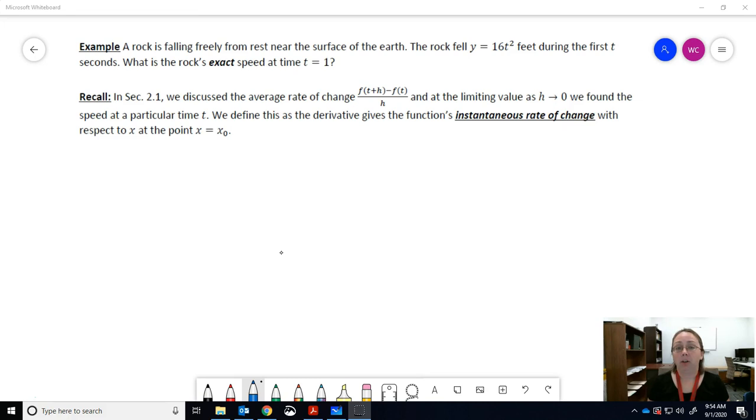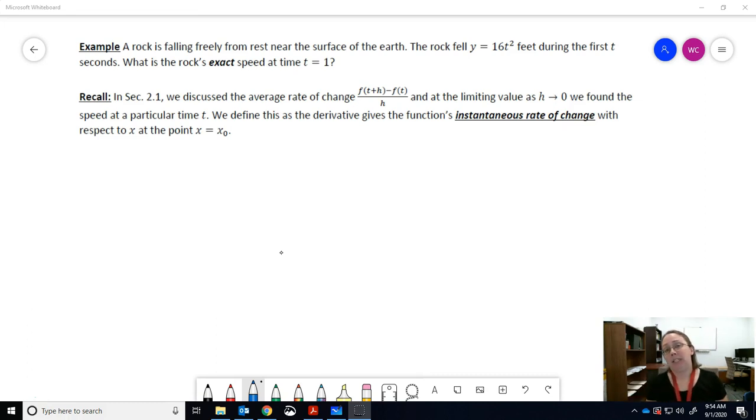So we have a formula here. This is not exactly a traditional formula. This is just an example. So we have a rock that fell at y equals 16 t squared feet during the first t seconds. So y is how far it's fallen, and t is the time at which we're telling how far it fell.